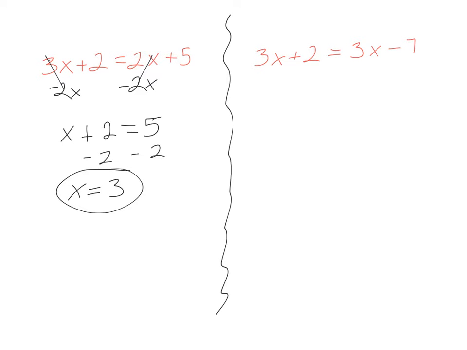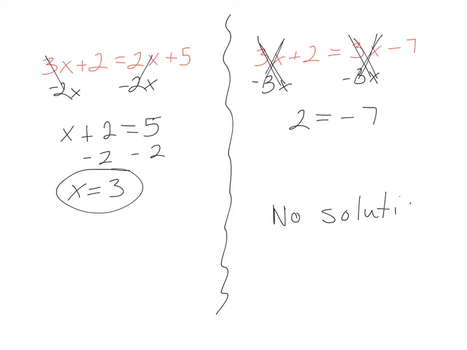Now let's look over here at this next example. Something's going to happen on this one. Let's say I go to get my x's on the same side and I minus 3x from both sides. What you'll notice is that you lose your variables on both sides. Now, whenever you lose your variables, you don't have one solution anymore. Your only options are no solution and infinitely many solutions.